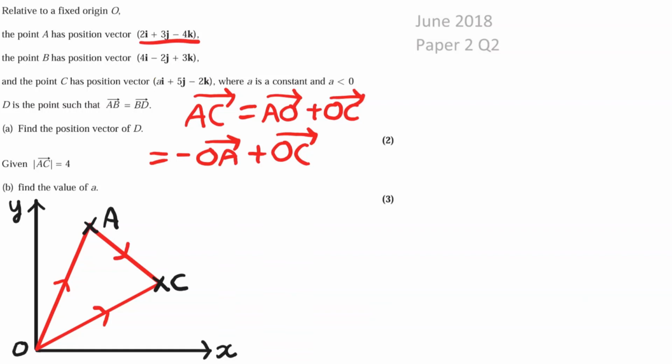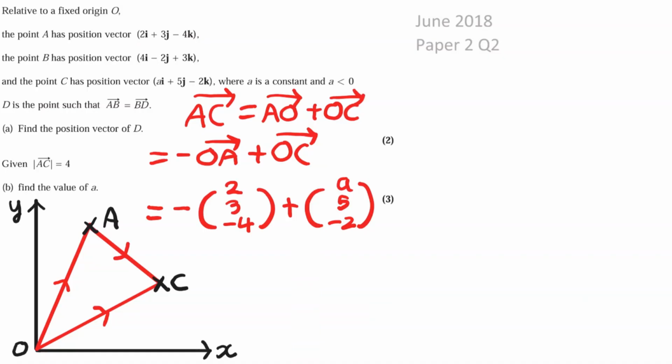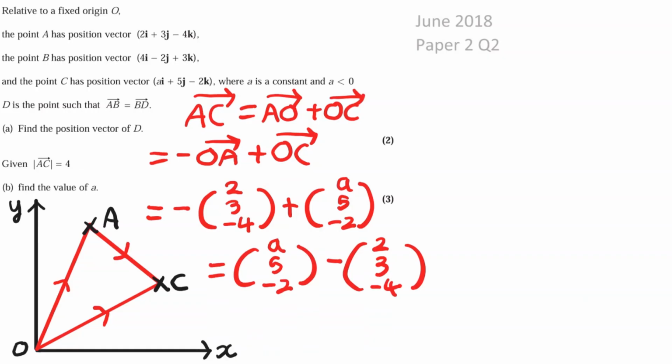Therefore we can use this information to substitute in these vectors. As I talked about before, when adding and subtracting vectors, in my opinion, it's easier to use the column vector format, which is what I've done here. So it's minus OA, which is minus (2, 3, -4), plus OC, which is (a, 5, -2). But as we talked about before, we can switch it around so it becomes this vector minus this vector.